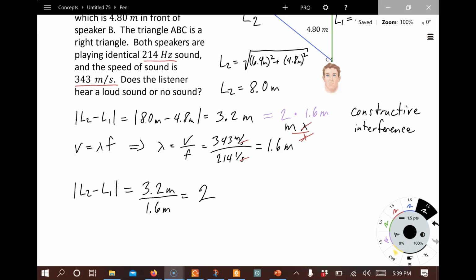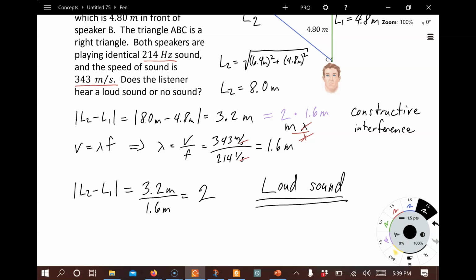So seeing this, we can write this as: this listener hears a loud sound due to the constructive interference.